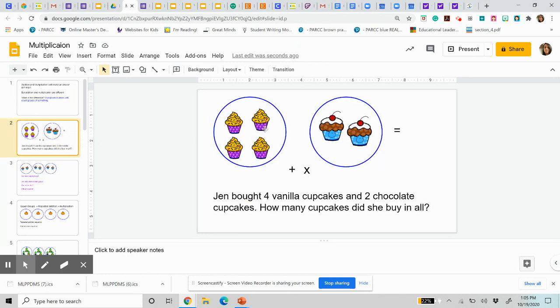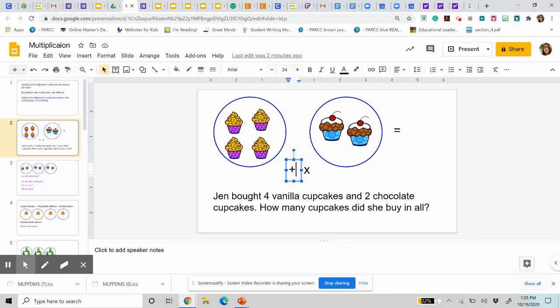So if we look over here at something like this: Jen bought 4 vanilla cupcakes and 2 chocolate cupcakes. How many cupcakes did she buy in all? Well, she started with the 4 and then added on. So 4, 5, 6. This would be addition. Let me move this up here. This would be an addition case.